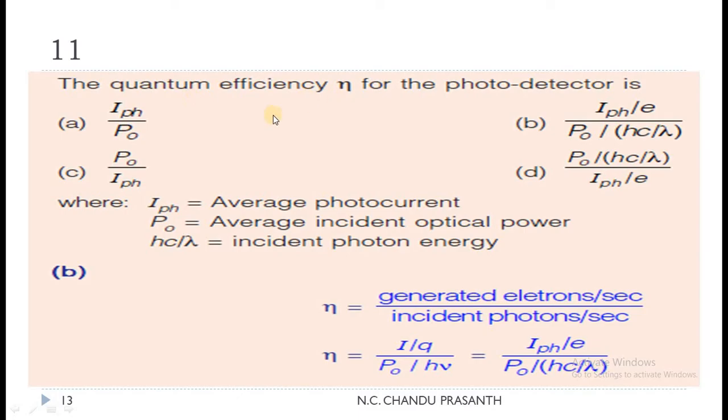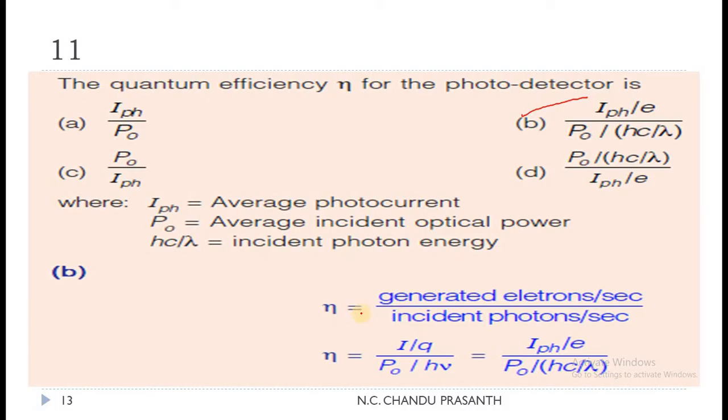11th one, the quantum efficiency eta for the photodetector is: option A, IPH by P0; option B, IPH by E by P0 by HC by lambda; option C, P0 by IPH; and option D, P0 by HC by lambda by IPH by E. Here IPH stands for average photocurrent, P0 stands for average incident optical power, HC by lambda is incident photon energy. Okay, the correct option is option B.